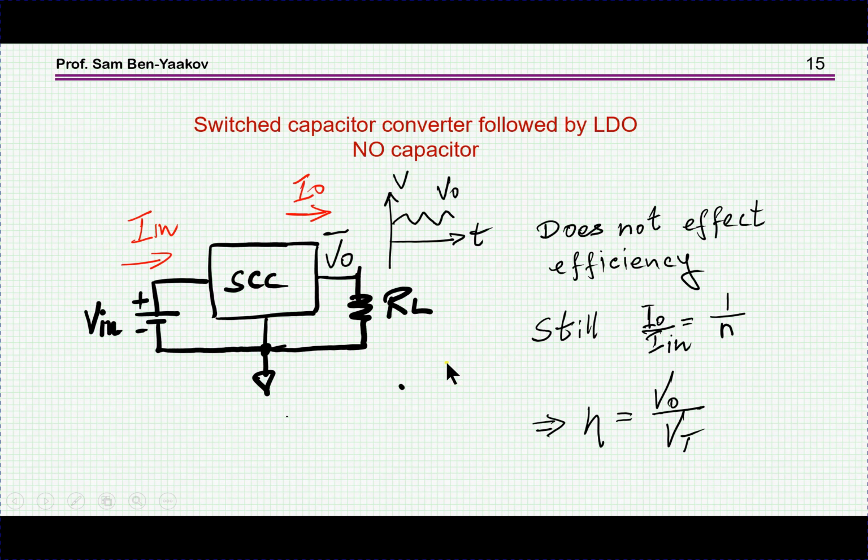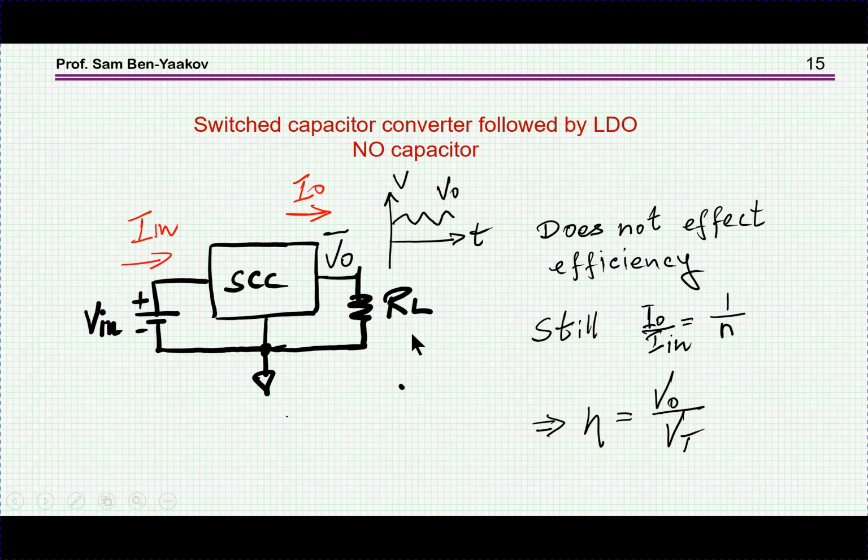Now what happens if I just load the switched capacitor converter with a resistor, no capacitor? In some topologies this could be a problem, because they might have a pulsating output, but in the case of the divide by 2, it's pretty constant, because you have either the series connected capacitor or the parallel connected capacitor to the output. So you'll have a little ripple, and if we neglect the ripple, then again the efficiency will be V out over the V target. That's it. There's no difference what kind of load you have here.